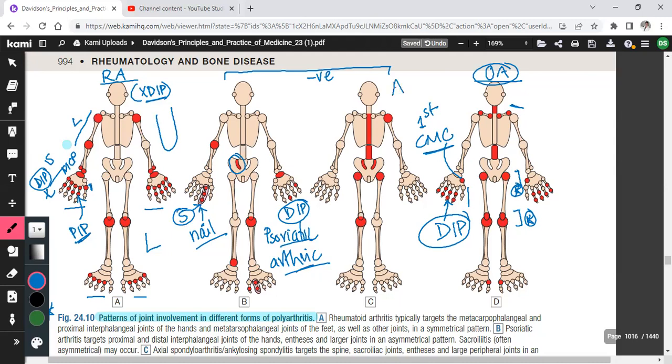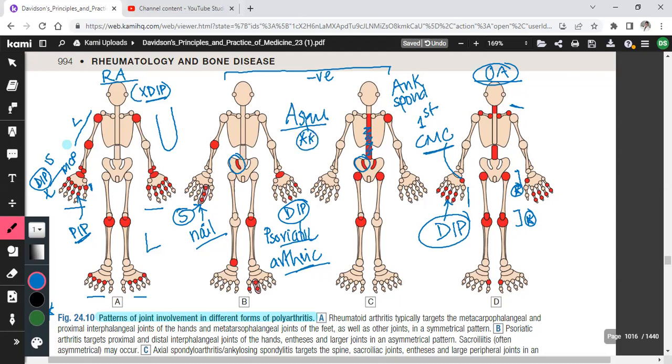Then this is ankylosing spondylitis, the classic seronegative arthritis. In ankylosing spondylitis, obviously you will have involvement of the SI joint, sacroiliitis, and involvement of the spine, often called the bamboo spine appearance. Additionally, you will have involvement of the large joints. In psoriatic arthritis and ankylosing spondylitis, the large joint involvement is basically asymmetrical. This is the word to remember.